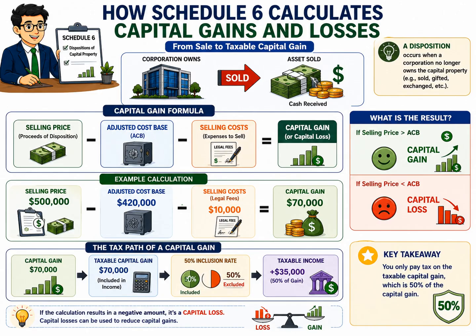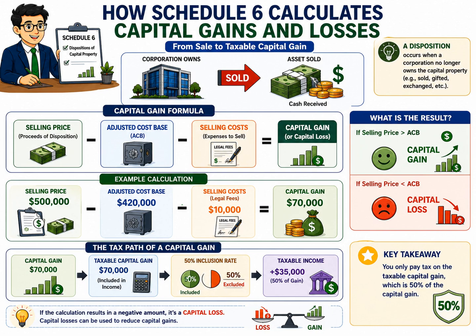Now that we know when Schedule 6 is used, let's learn how it calculates a capital gain or a capital loss. Whenever a corporation sells a capital asset, Schedule 6 compares three important amounts. The first is the proceeds of disposition, or simply the selling price. This is the amount the corporation receives when the asset is sold. The second amount is the adjusted cost base, commonly called the ACB. The ACB generally represents the corporation's cost of acquiring the asset, along with certain adjustments that may have occurred over time. The third amount is the selling cost.